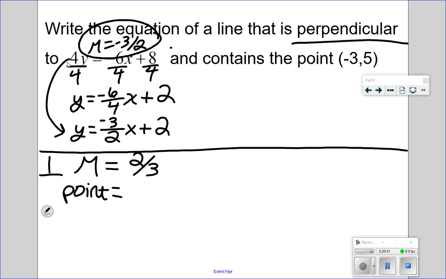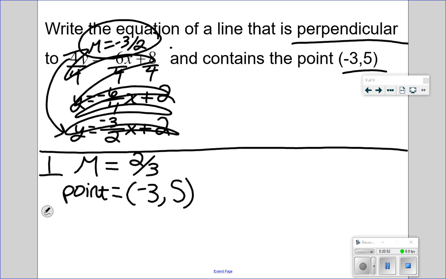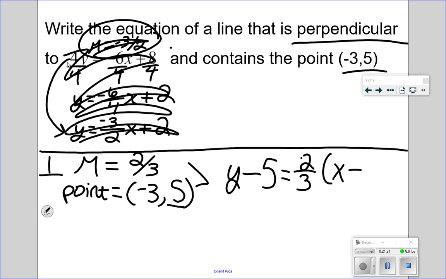The point that my line is supposed to contain is (-3, 5), given right there. That's the only information I need. I no longer need any of this. It might be wise to scratch it out so you don't accidentally use it. All we need to do is use these two pieces of information to write our equation now, just like we did before. I'm going to put it in point-slope form first, since with a point and a slope, that's the more logical one to use. So point-slope form says y minus, put your y value in, equals your slope, and in parentheses, x minus, plug in your x value.